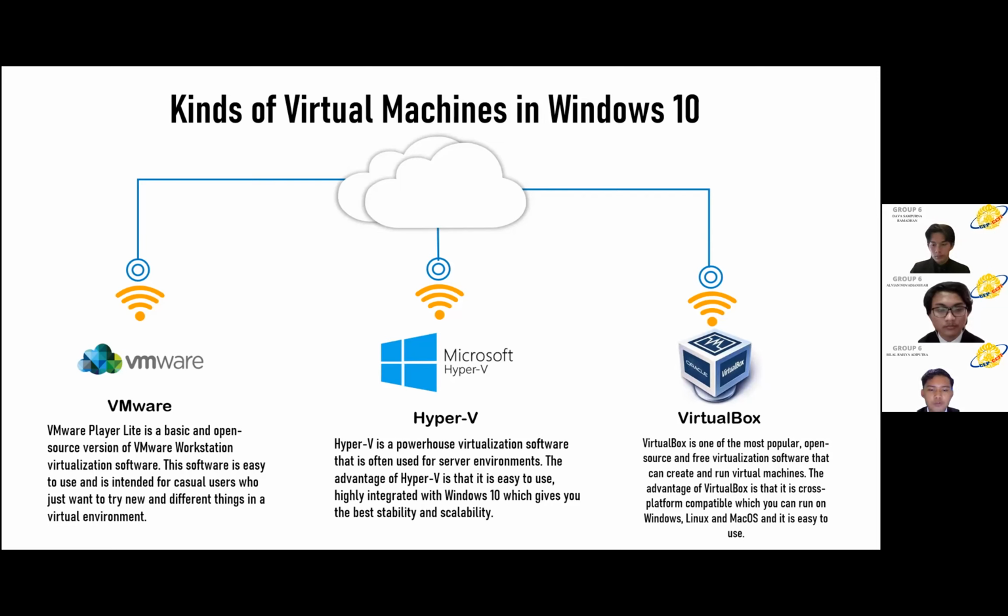And number 2, Microsoft Hyper-V. Microsoft Hyper-V is a powerhouse virtualization software that is often used for server environments. The advantage of Hyper-V is that it is easy to use, highly integrated with Windows 10, which gives you base stability and scalability. And the last, VirtualBox. VirtualBox is one of the most popular open source and free virtualization software that can create and run virtual machines. The advantage of VirtualBox is that it is cross-platform compatible, which you can run on Windows, Linux, and Mac OS, and it is easy to use.